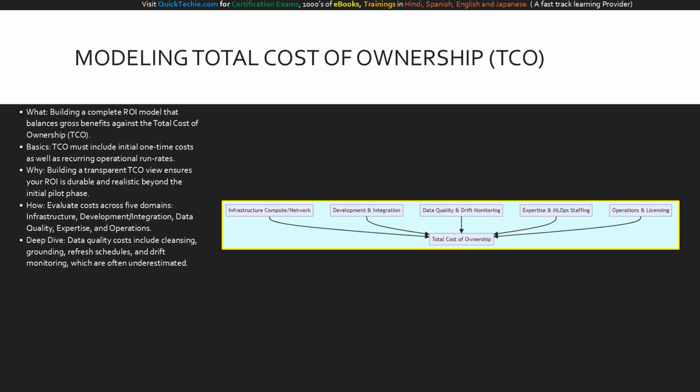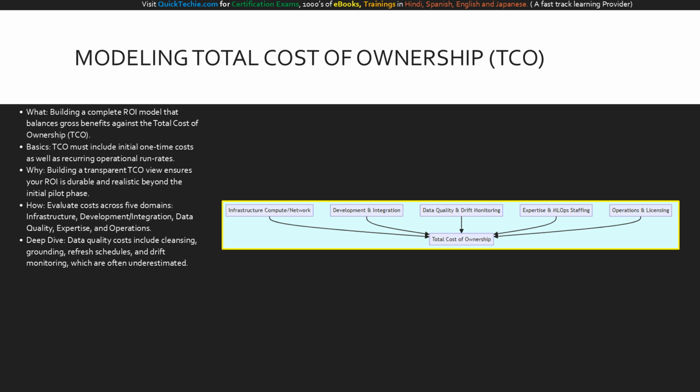How do we structure this? We evaluate costs strictly across 5 domains: infrastructure, development and integration, data quality and preparation, expertise and staffing, and operations and licensing. Diving deeper, architects frequently underestimate the data quality domain. You must budget for data cleansing, grounding and indexing costs, ongoing refresh schedules, and continuous drift monitoring to keep the AI accurate. Let's examine the TCO framework diagram.